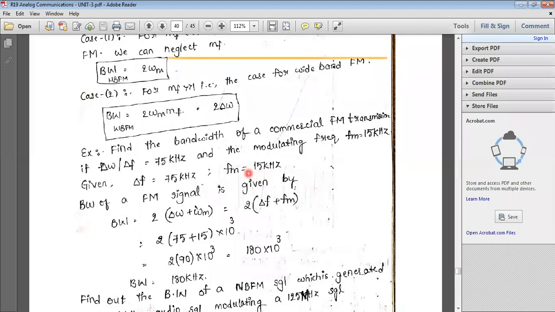Here also, what is our aim? Calculation of bandwidth. So according to Carson's rule, what do you know? Bandwidth is equal to 2 into delta omega plus omega m. If you take delta omega common here, then it becomes 1 plus 1 by beta.